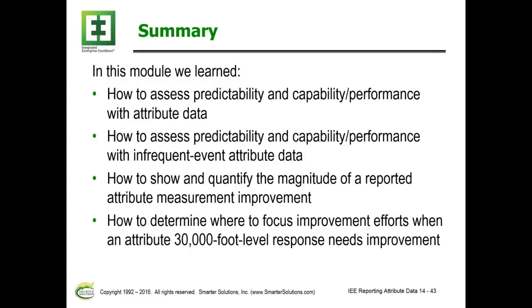So these are things we covered: how to assess predictability and capability with attribute data, how to assess predictability and capability with infrequent events situations, how to show and quantify the magnitude of reported attribute measurement improvement, and how to focus improvement efforts when the 30,000 foot level chart is unsatisfactory. The third bullet I want to just emphasize again. I think that's so important that you want to be able to demonstrate how much you improve the metric that the project you're working on is to be improving.